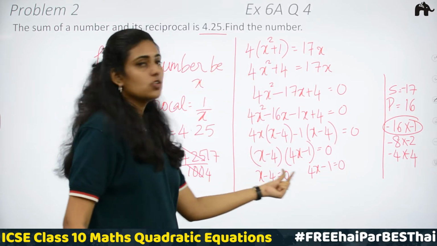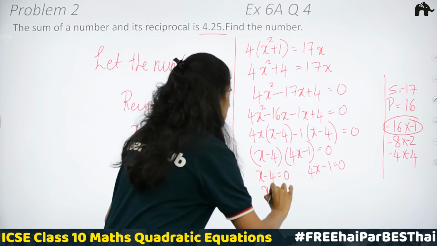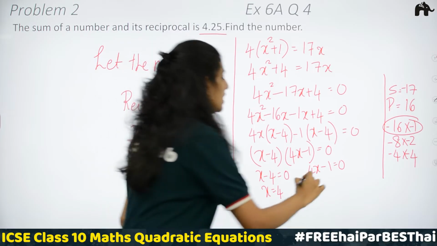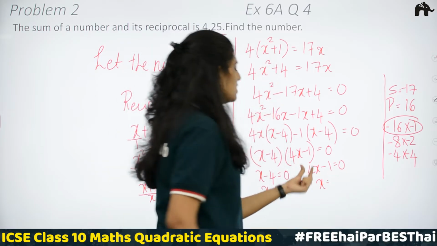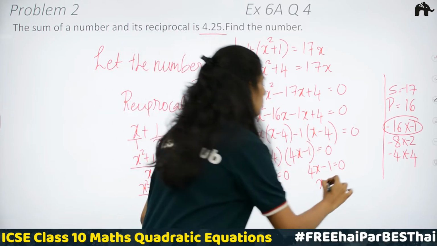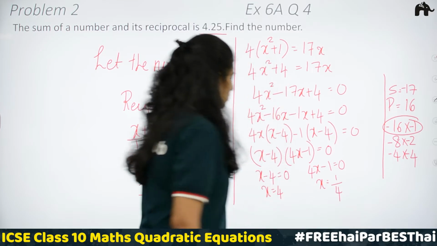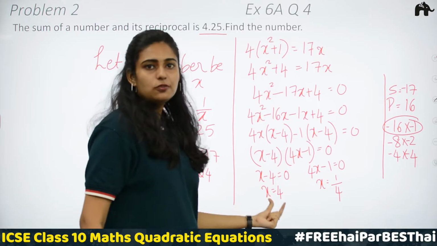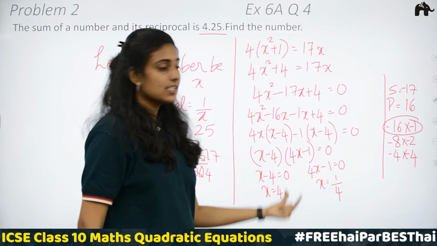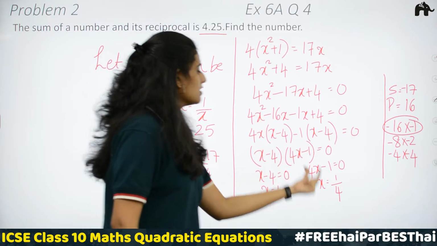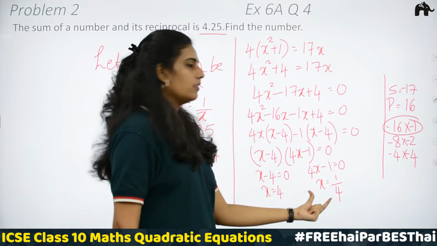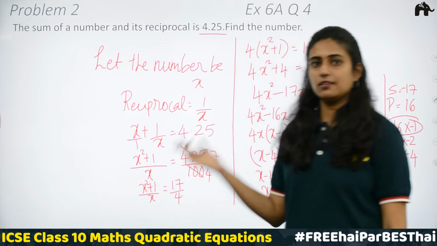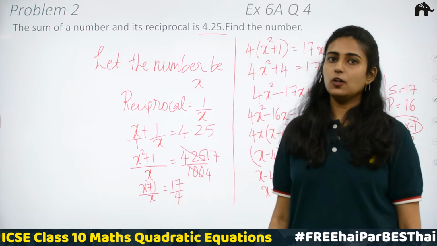If x minus 4 is equal to 0, then x is equal to 4. 4x minus 1 is equal to 0, then 4x is equal to 1 and x is equal to 1 by 4. 4 and 1 by 4, they are reciprocals, right? If x is equal to 4, then the reciprocal of x is 1 by 4. If x is equal to 1 by 4, then the reciprocal of x is 4. Got it? We got the number and its reciprocal.